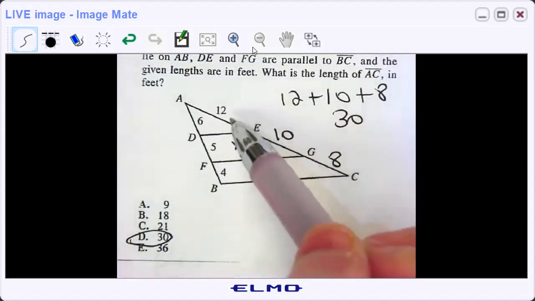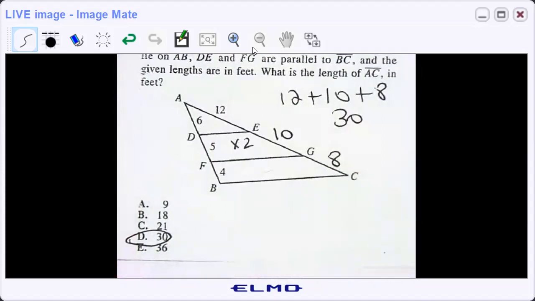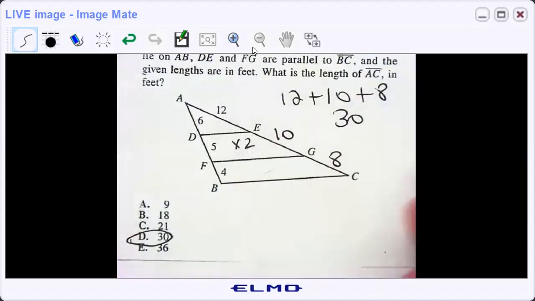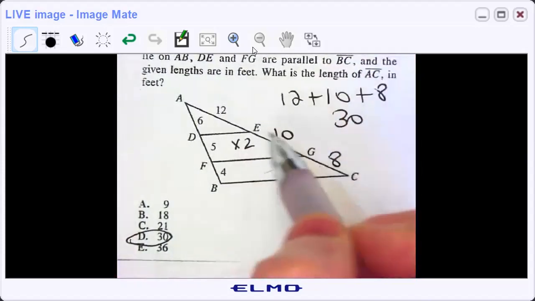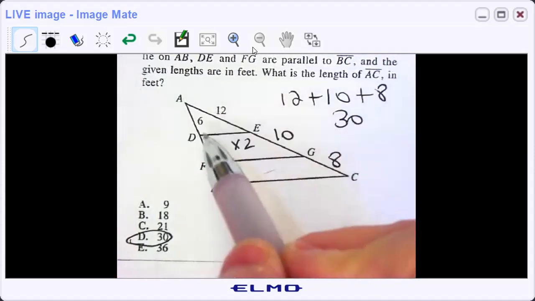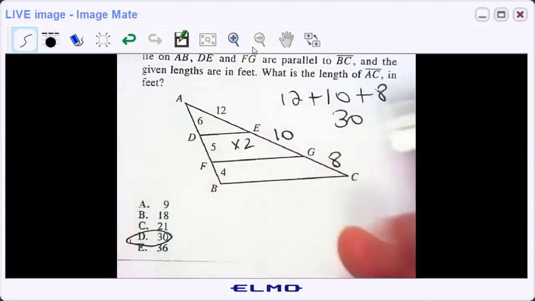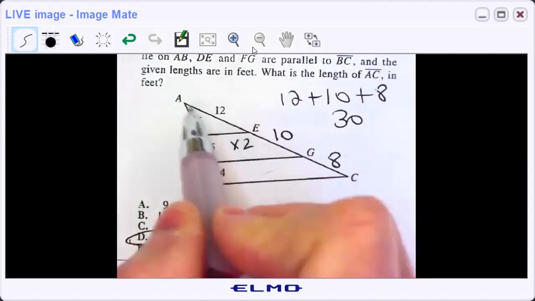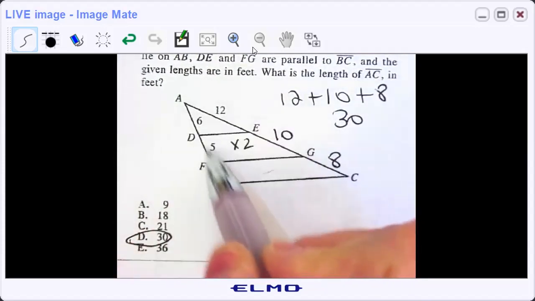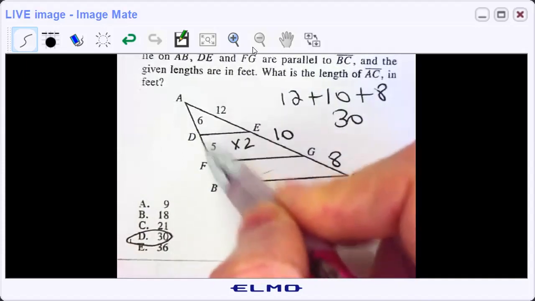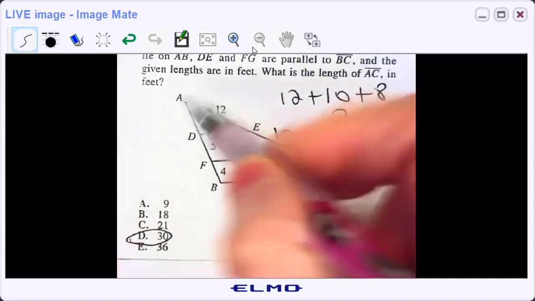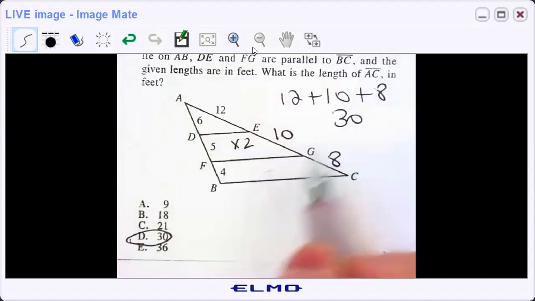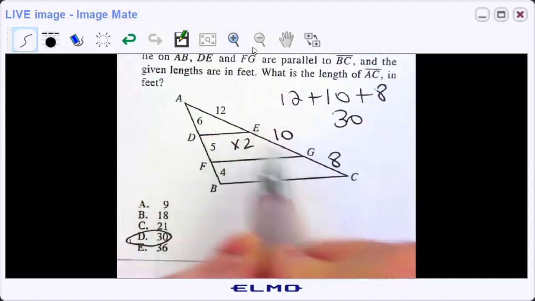But think about what you're comparing as you do your proportions, because you could also set up a proportion on this one like we did the first one. When you compare 6 and 12, you're comparing a whole side of one triangle and a whole side of the other. But when you come down here, you're not comparing DF. It's not a whole side of any triangle. It's just a little section of the middle triangle. But we're okay because 10 is also a little section.